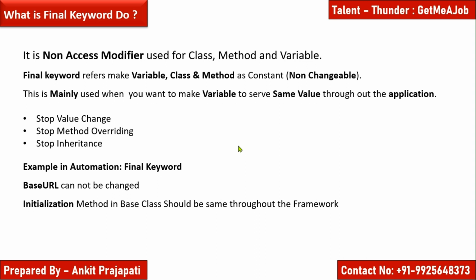So the final keyword we normally use in our automation framework. Sometimes we have some variables or properties that we do not allow anybody to change, like a base URL, right? Because the base URL will always remain the same. The initialization method, right? How we are going to initialize the browser property and the browser driver and all those things, we do not want anybody to change. So in a base class, when we provide this information, we make them final, so nobody can make any change to those methods or variables. Okay, guys. So the final keyword helps us to stop the value change, stop method overriding, and stop inheritance from one class to another class when you define that variable, class or method as final.